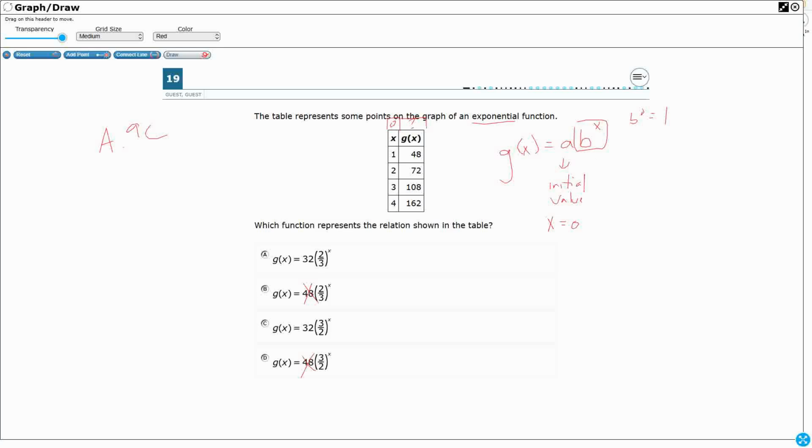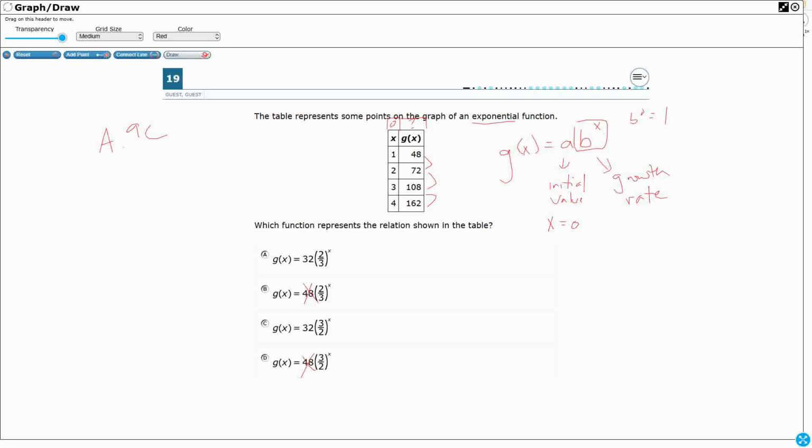Now b is our rate. It's going to be our growth rate or our decay rate. Look at how we're going from x of 1 to 2 to 3 to 4. It is a growth rate because our terms are getting larger. Sometimes they'll give you the growth rate. They'll say it's a 5% growth rate, 10% growth rate. But here they don't give you anything except values. How do we calculate our rate here?